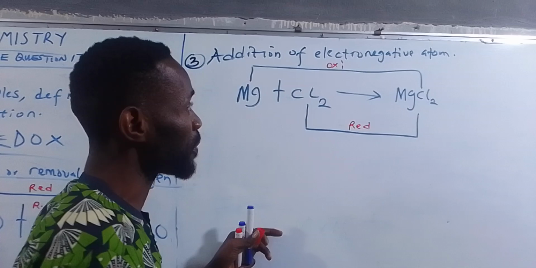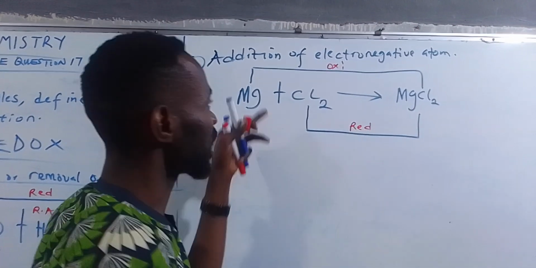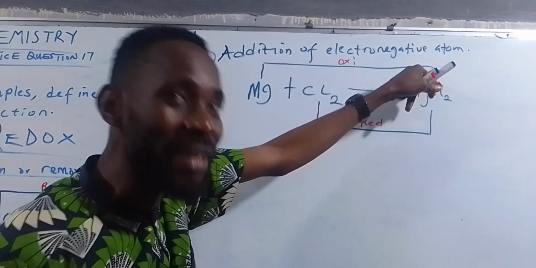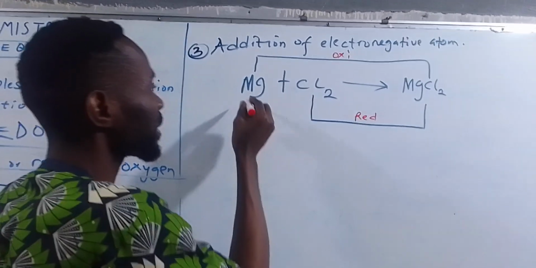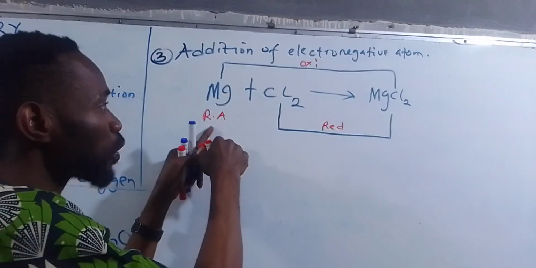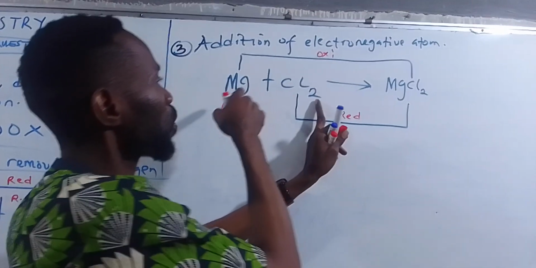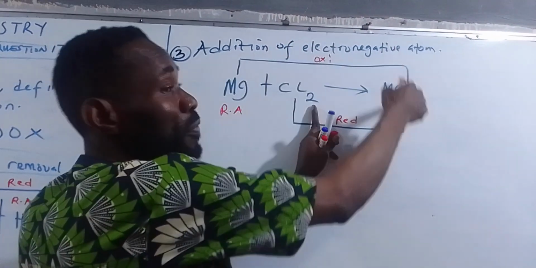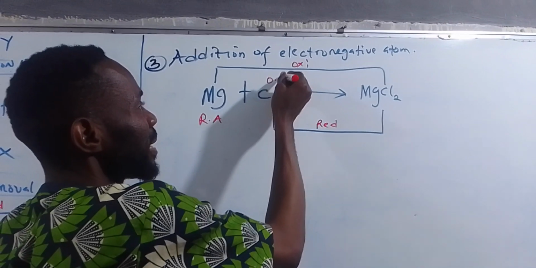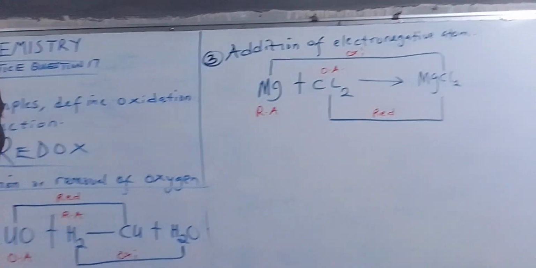And just like I said before, in a redox reaction, the species that ends up being oxidized is the reducing agent. So in this case, magnesium is the reducing agent because it has caused chlorine to undergo the process of reduction, while the chlorine has caused magnesium to undergo the process of oxidation. So chlorine is our oxidizing agent. With these 3 examples, I believe we have done justice to the question.